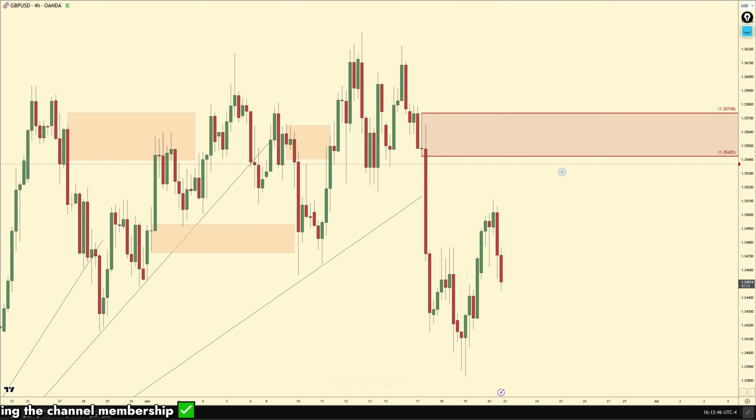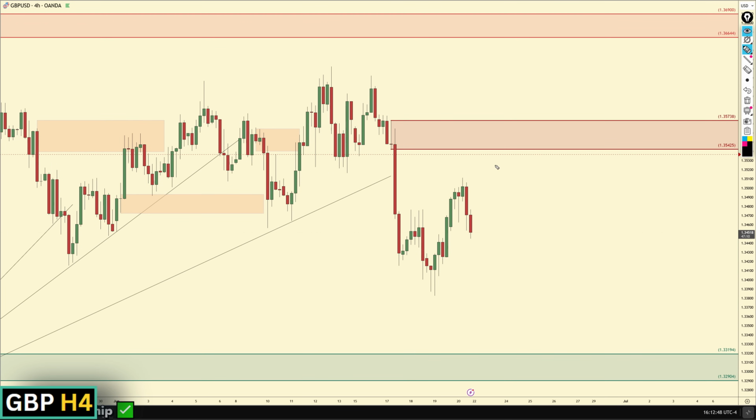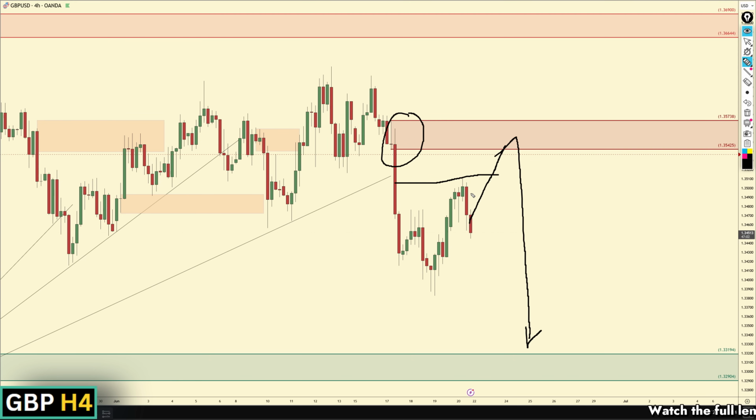And what we definitely could see take place is a pullback all the way up to this 4 hour supply at 1.352. This is where I think we could see the bigger move. So that 1 hour zone is just in the middle of the move. We already got a nice move off of it. It might be time to take some profits.